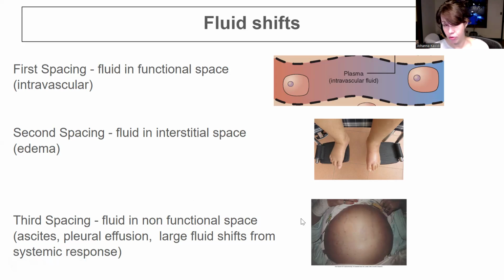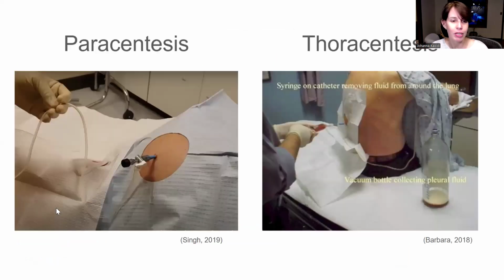And those need to be removed. Certainly with ascites, that would be a paracentesis. So you would do a paracentesis, put the needle in, and remove the fluid. And if it was in your pleural space, the space next to the lungs, they would do a thoracentesis to remove it.